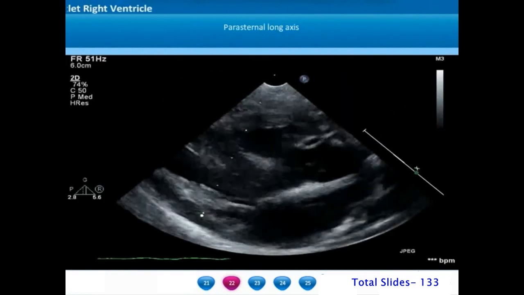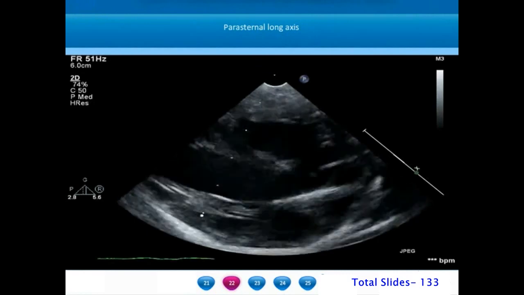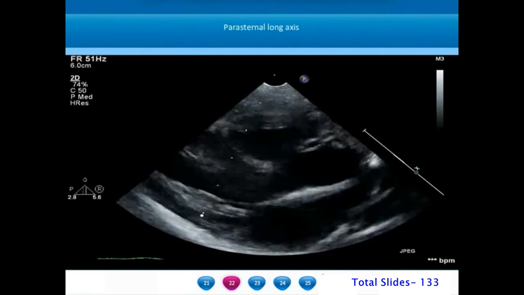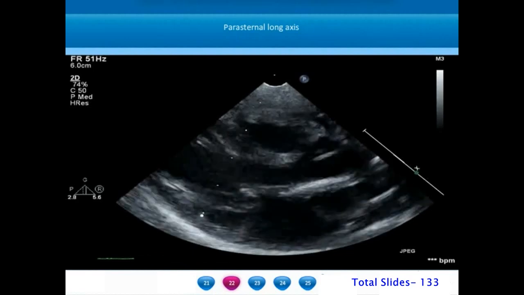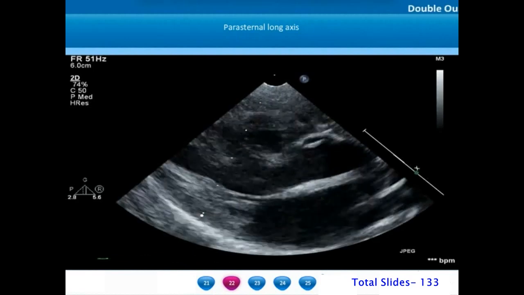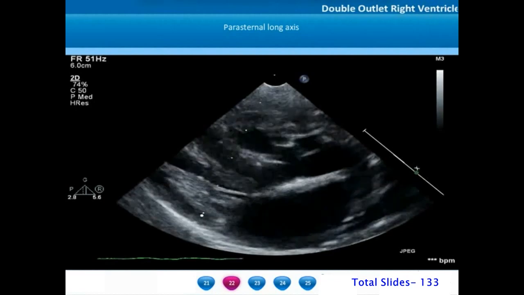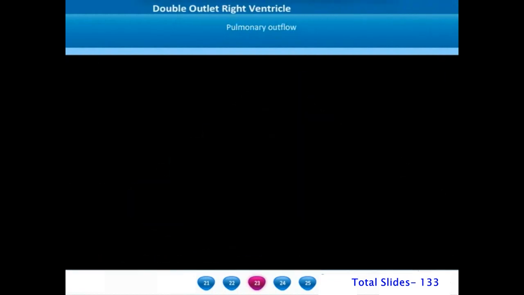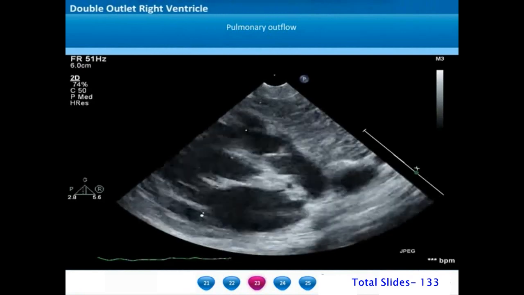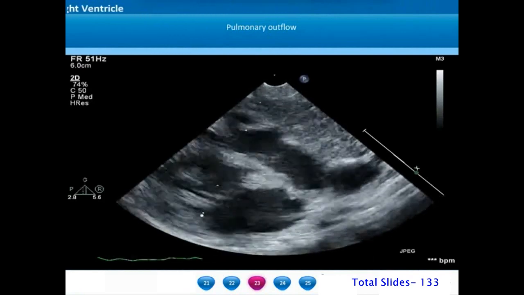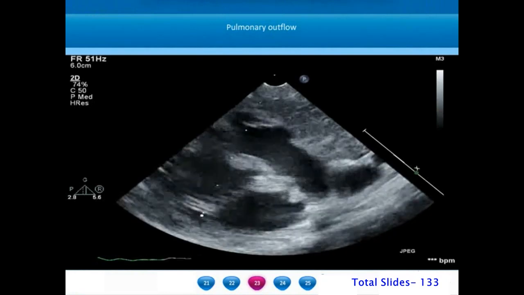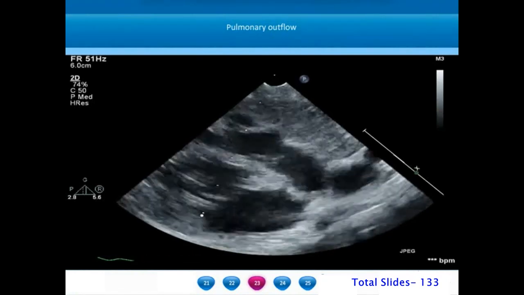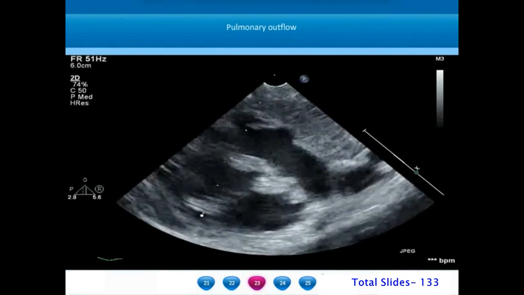The parasternal long axis view again shows that the aorta is committed 50% to both the right and left ventricles. There is a 50% aortic override. We can also appreciate the aortomitral fibrous discontinuity or subaortic conus. On parasternal long axis view, when we visualize the pulmonary outflow tract, the ventricular septal defect is not seen, indicating that the VSD is related clearly towards the aortic valve.